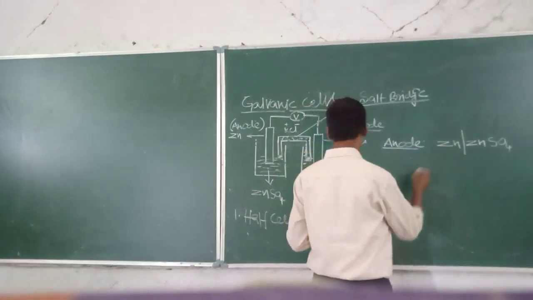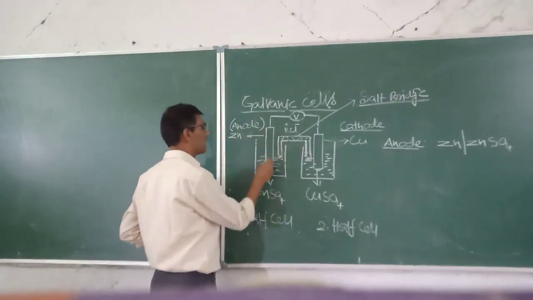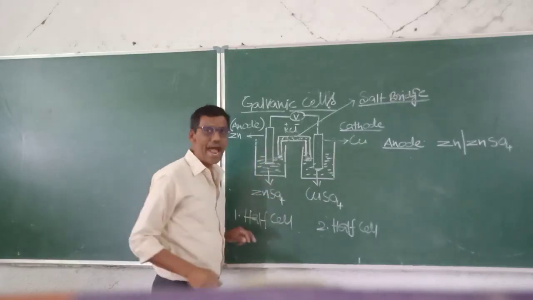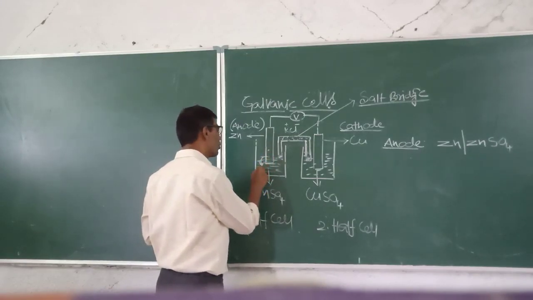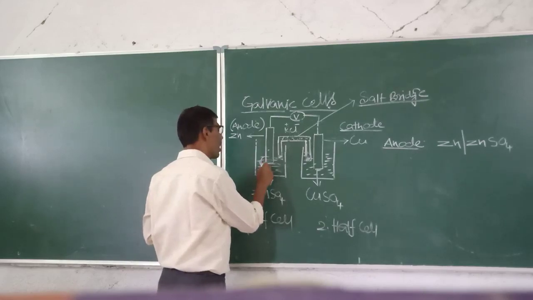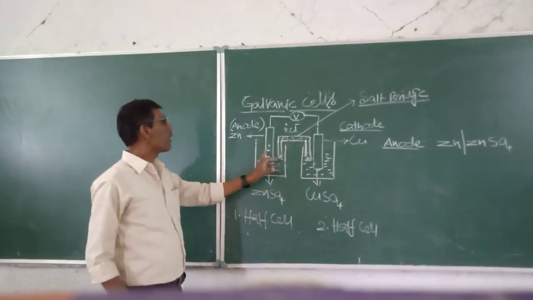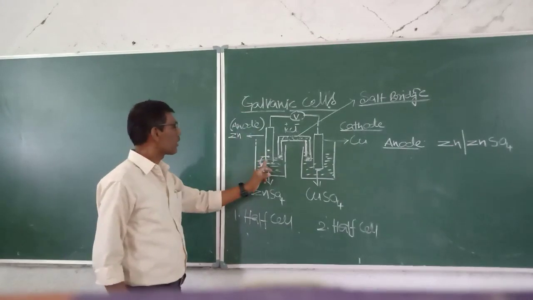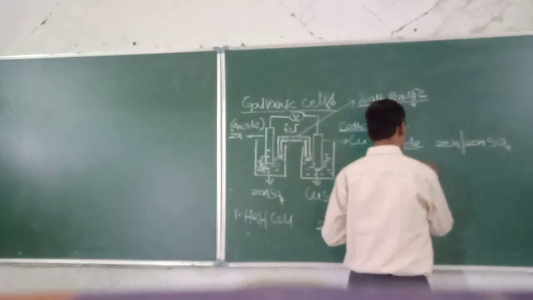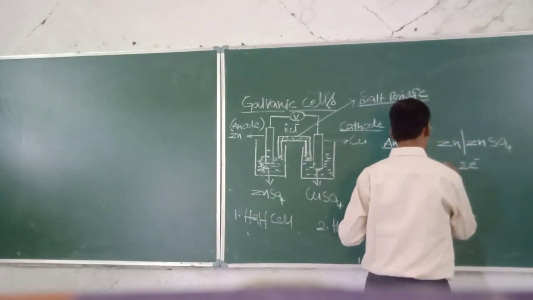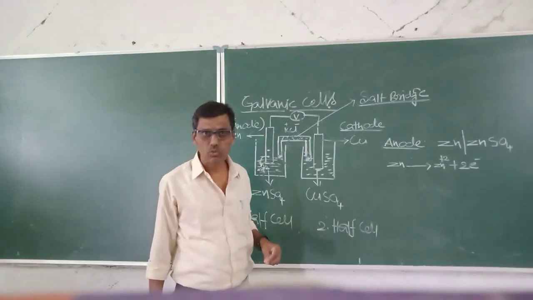What happens is, when zinc is depleting in zinc sulfate, the zinc atoms lose electrons and become Zn plus 2, and they come into the solution as Zn plus 2. The electrons will remain on this zinc rod. So zinc loses 2 electrons and comes into the solution as Zn plus 2. That is what is taking place at the anode.